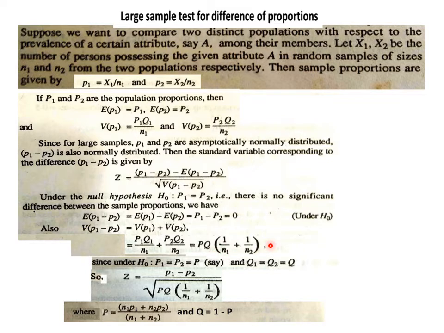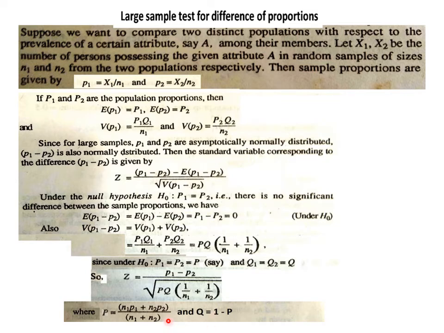So using that formula of V(p1 - p2) and E(p1 - p2) equals 0, in that equation Z is finally defined as p1 minus p2 minus 0, that is p1 minus p2 upon the root of the variance, which is PQ into 1 upon n1 plus 1 upon n2. And that is one very important formula which we have to remember.